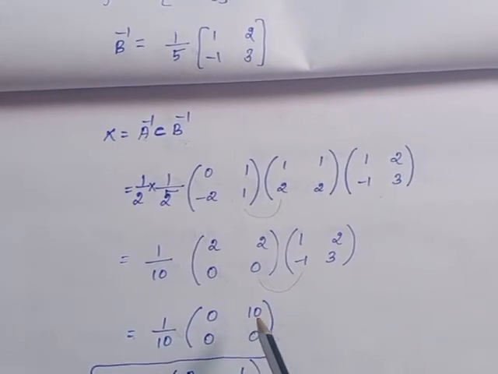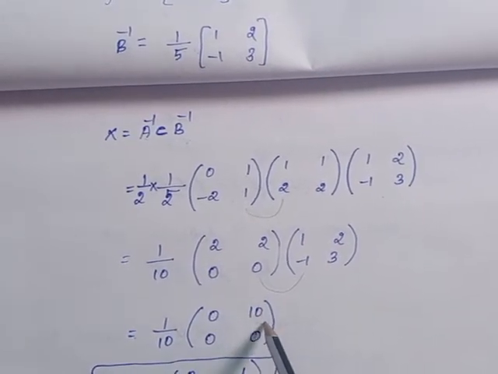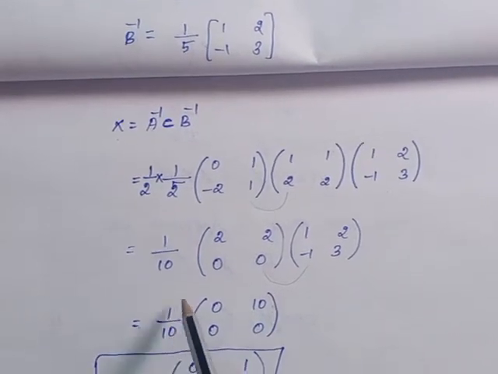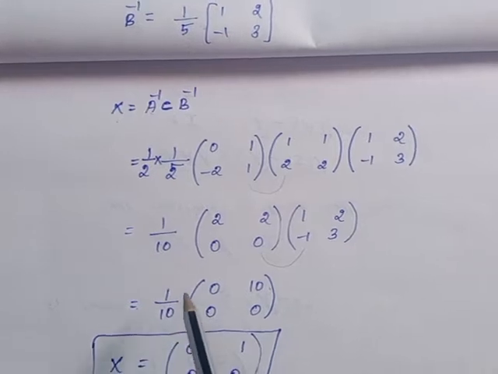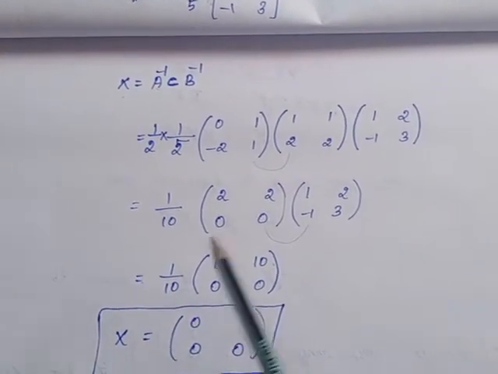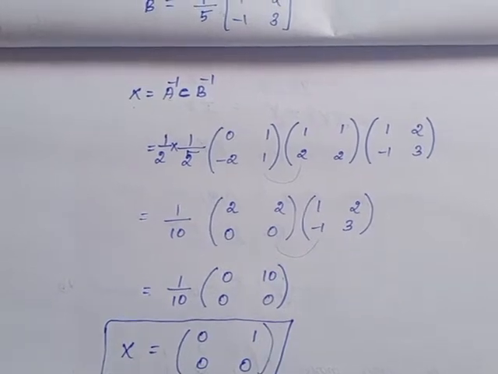In this matrix only one scalar is there, that is 10. So this 10 can be taken out. So 10 divided by 10 is 1. So 0 1 0 0. It is the X matrix. This is the answer for this problem.